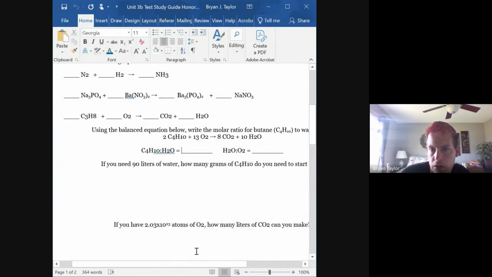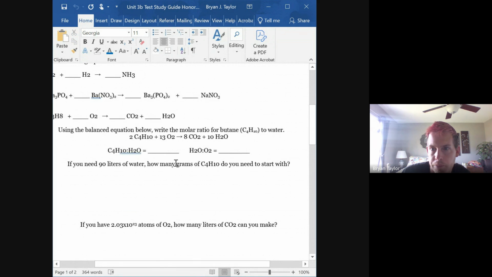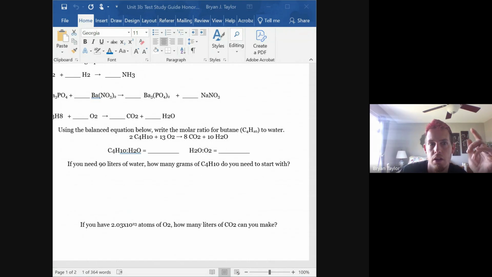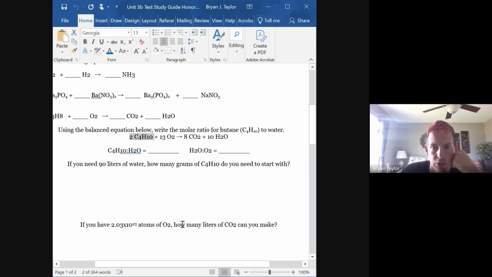So here, if you need 90 liters of water, okay, so starting with water. So this one's going backwards too. How many grams of that is? I mean, what is that chemical? Butane. It's butane. How many grams of butane would you need to start with? So that's going to be the end. So yeah, it tells you every time.